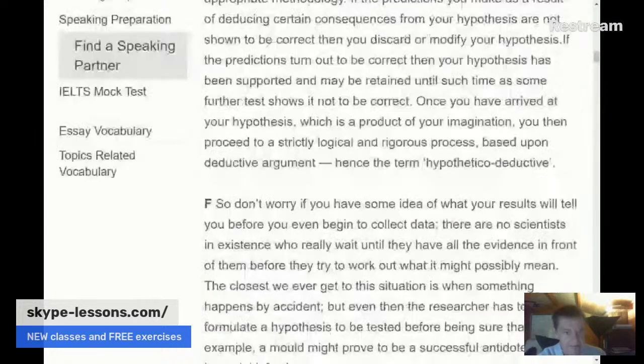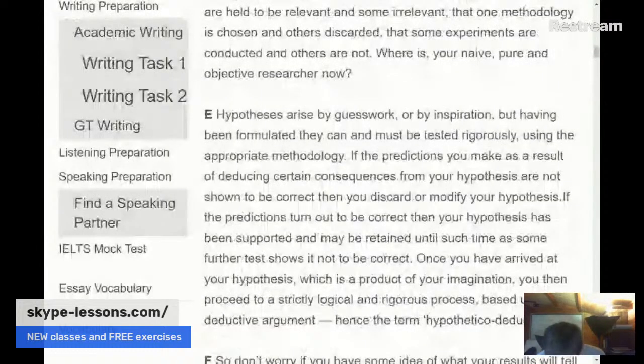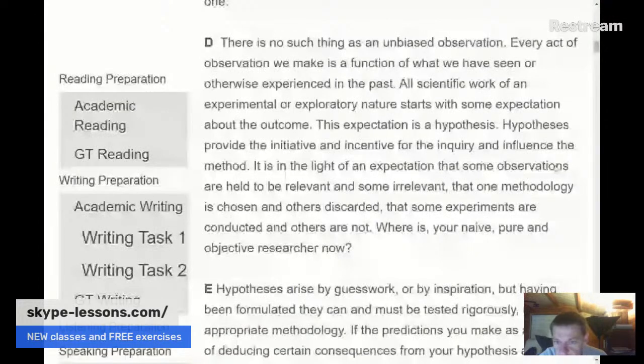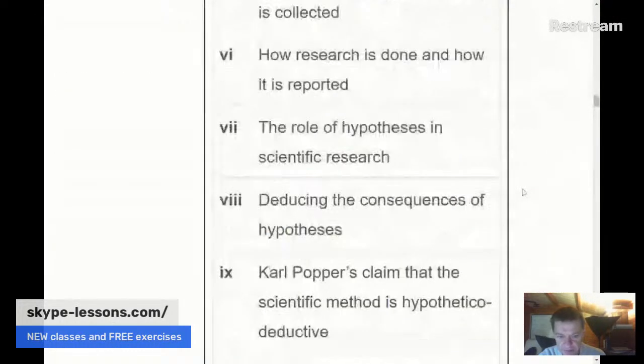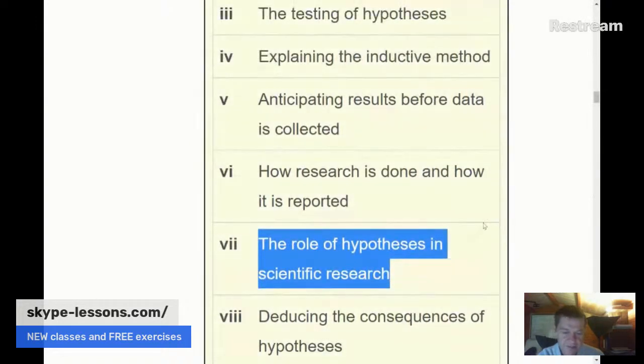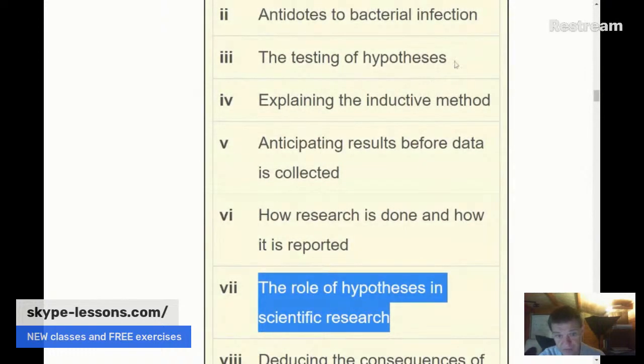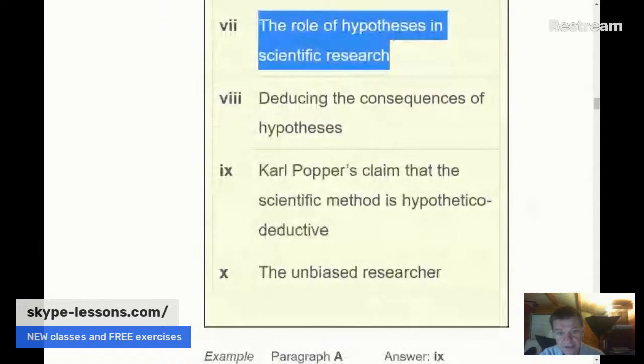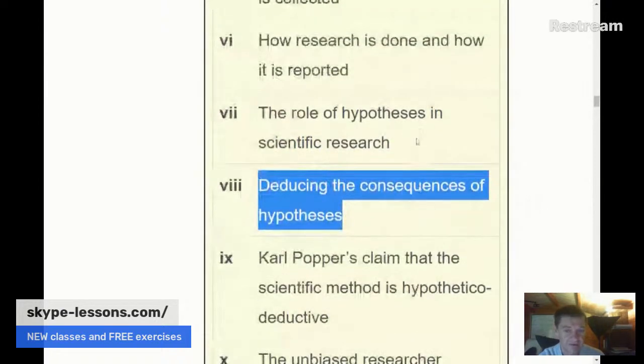And then we did D. And D, I think we chose, hold on, I will show you. For D, we chose number 7, the role of hypotheses in scientific research. Yeah, and so why did we choose the role of hypotheses in scientific research? There are other ones about hypotheses, like the testing of hypotheses, and also deducing the consequences of hypotheses.